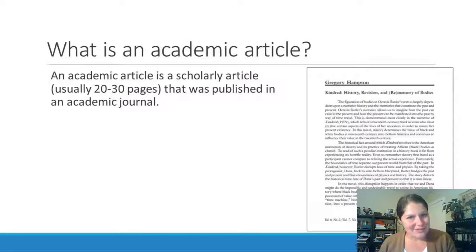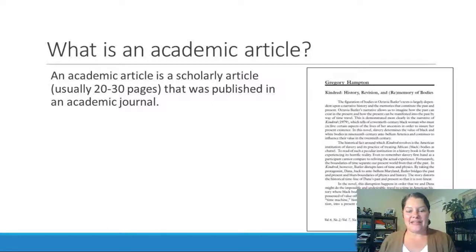So the first question that we need to talk about is, what is an academic article? As I say on this slide, an academic article is a scholarly article, and usually it's between 20 to 30 pages, sometimes a little bit shorter, sometimes a little bit longer, that was published in an academic journal.